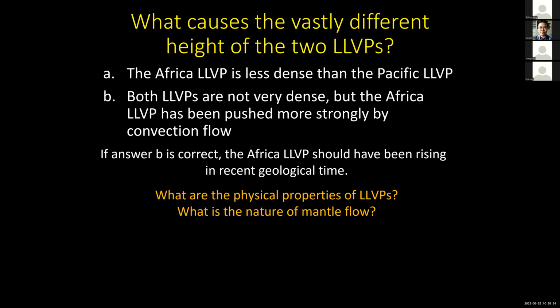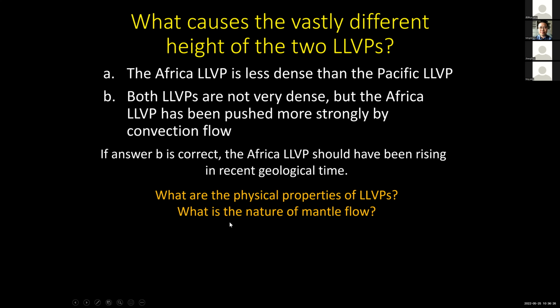That would have very broad implications. If the African LLVP has been rising, it may affect the surface topography and cause a lot of volcanism, and that is consistent with observation, right? There is the Eastern African rift, which has been broken, maybe because of the rising of the African LLVP, and the dynamic topography of the African continent has also increased in the past 100 million years.